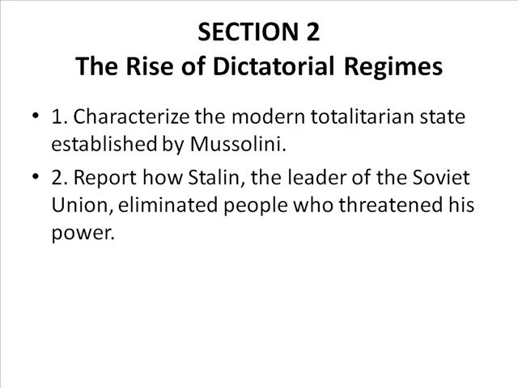Last section, you learned about the economic problems in Europe and the United States following World War I. In this section, you'll learn how dictators came to power in several countries during this period. The economic problems in these countries were a major factor in the rise of these dictatorships.